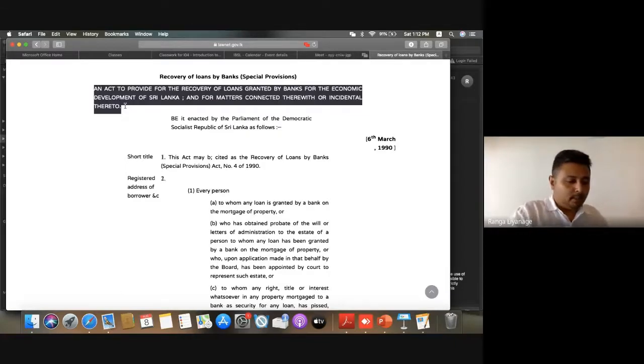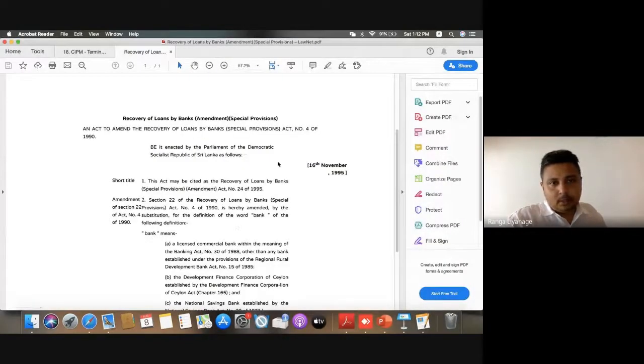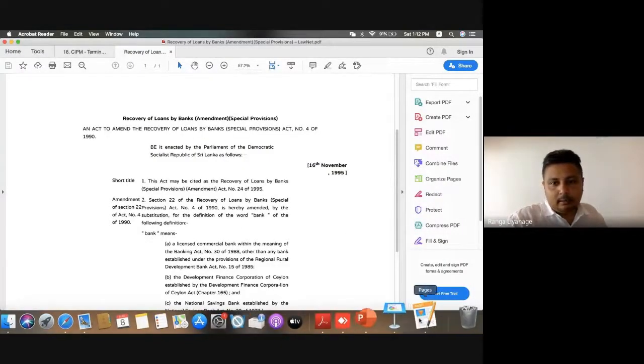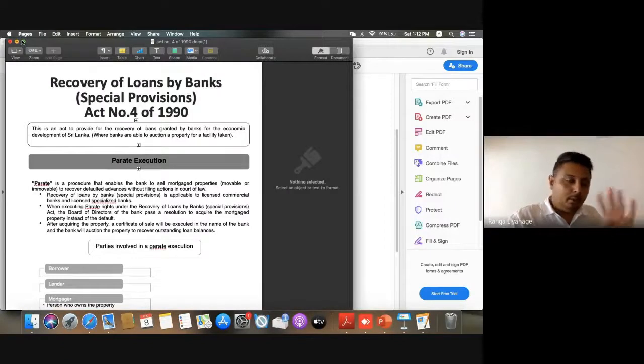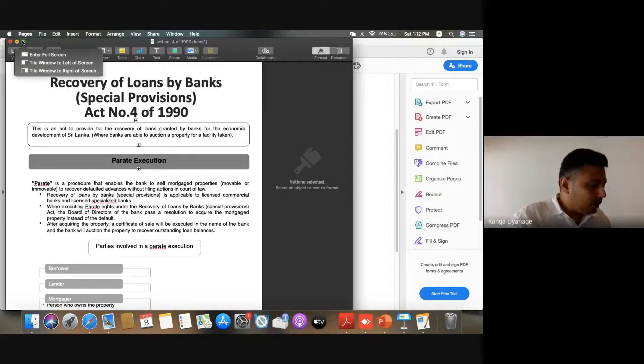So I would expect all of you to open it, because it's quite tedious for me to present the act itself on the screen. So you might as well open it up on your individual PCs. So it would be convenient for us to go through this recoveries legislation. Right? Let's go through this.